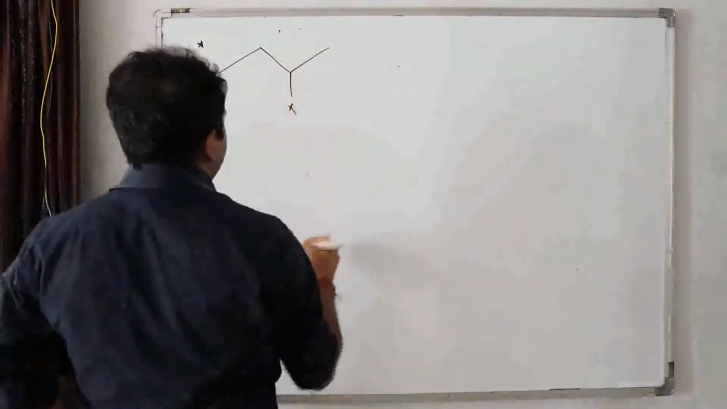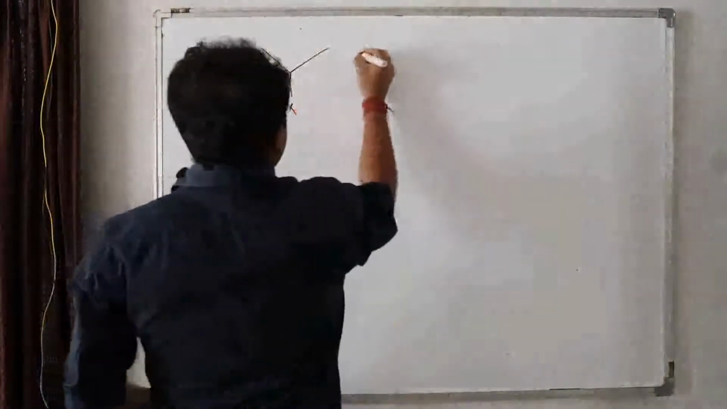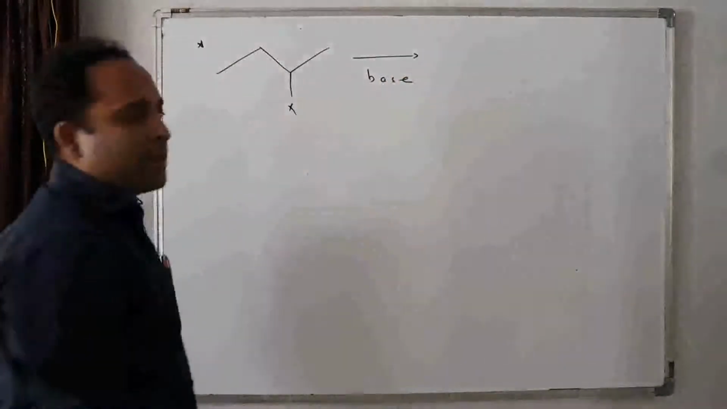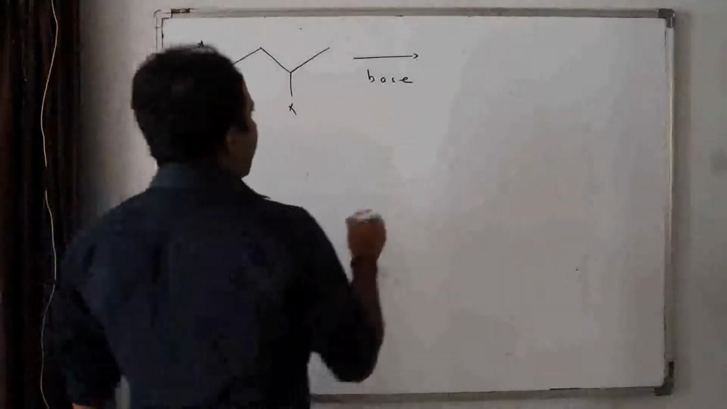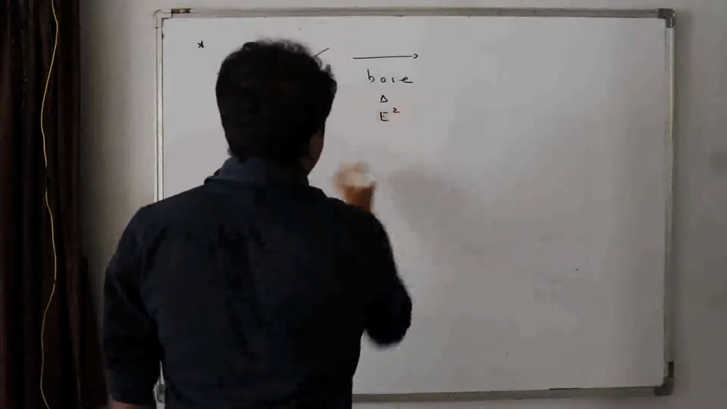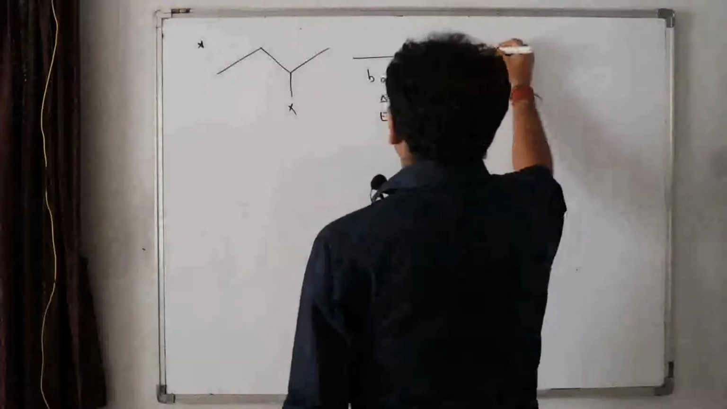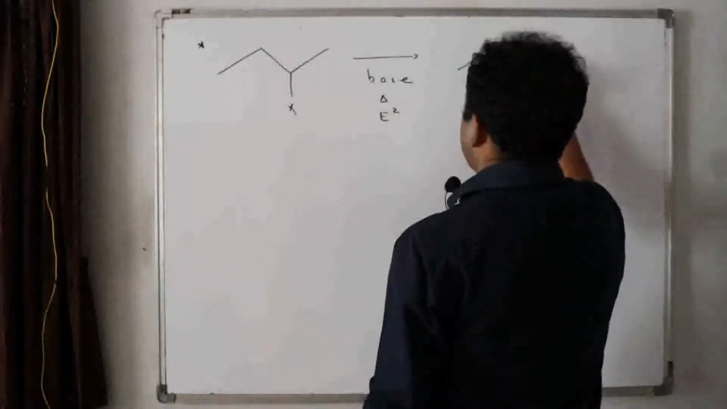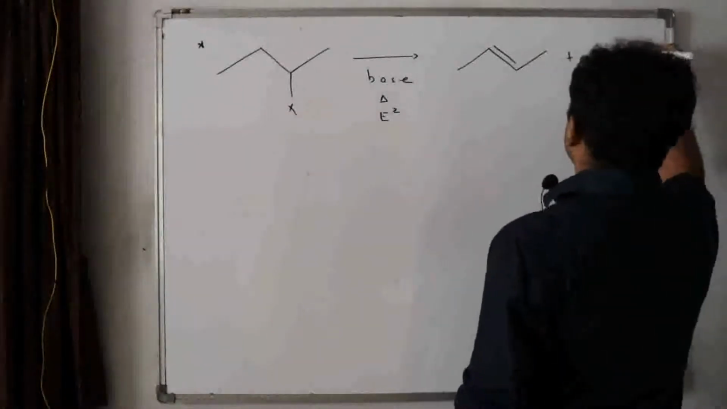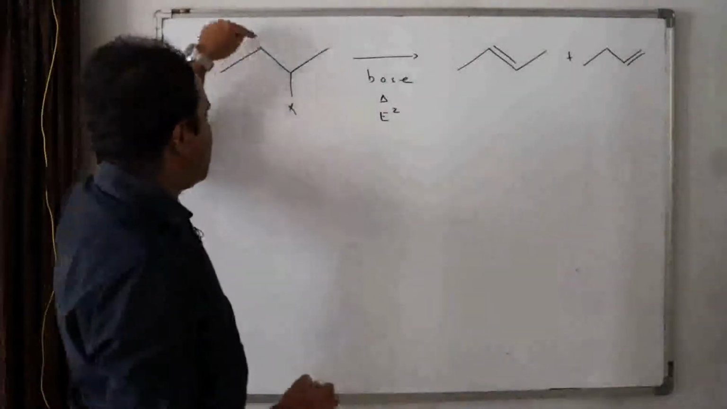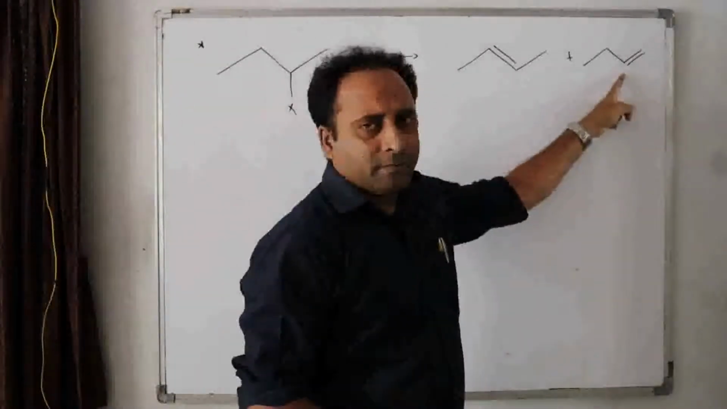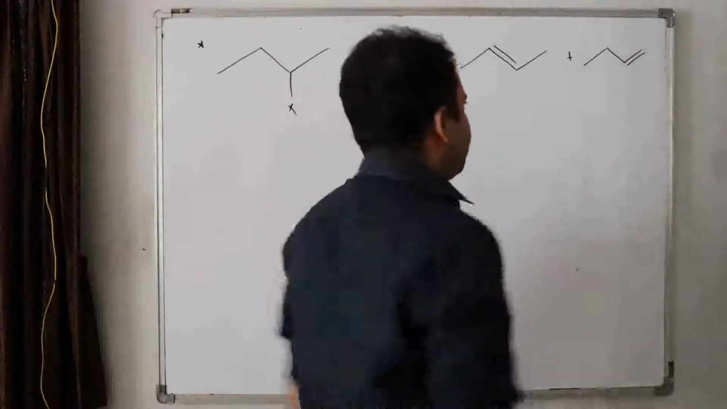If this is the leaving group X, and I make this react with a base and heat it, and it follows the E2 mechanism, so this is a single-step mechanism, there are chances that I will get this product along with this product. Why? X, you can remove this hydrogen, and also you can remove this hydrogen. You know this is the major product and this is the minor product.